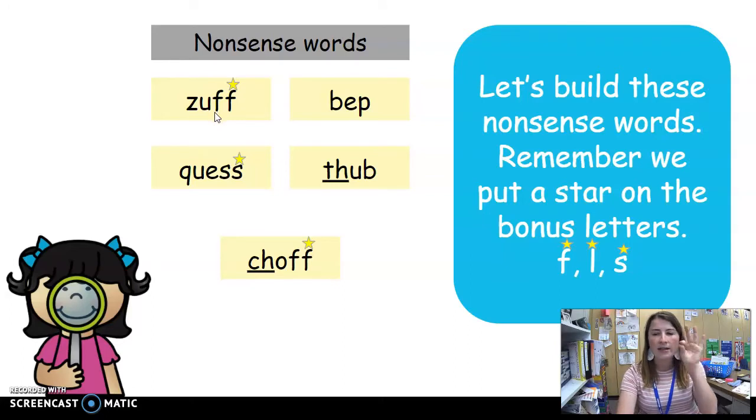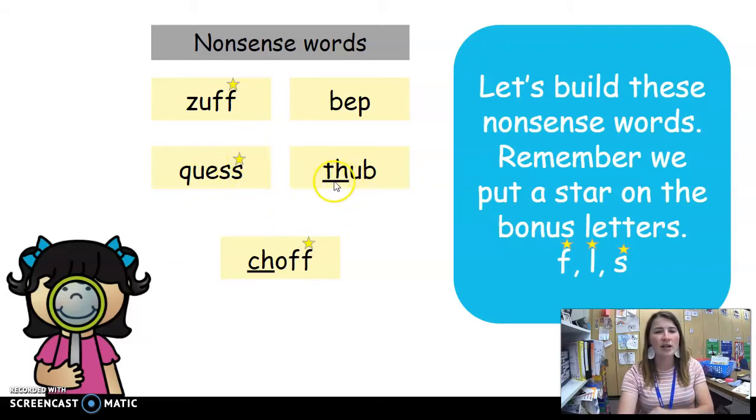Here we go. Z, z. Look, I have the star above the bonus letter. Let's do this one. B, e, bet. Do this one. Qua, Q, you remember it's one sound. Qua, e, quest. Remember, I have a star above the bonus letter.